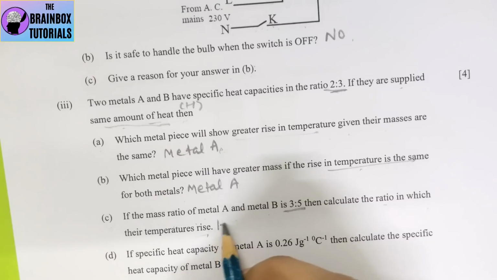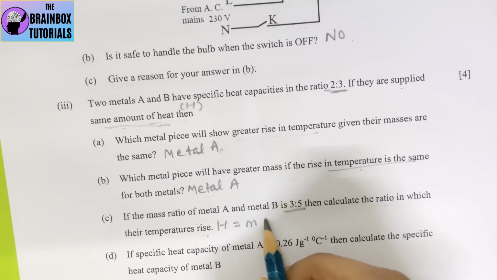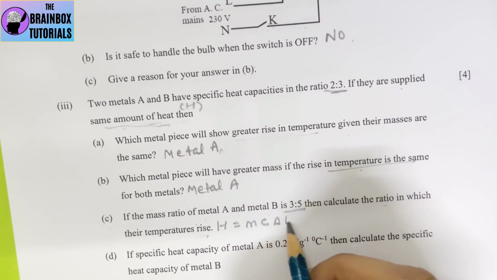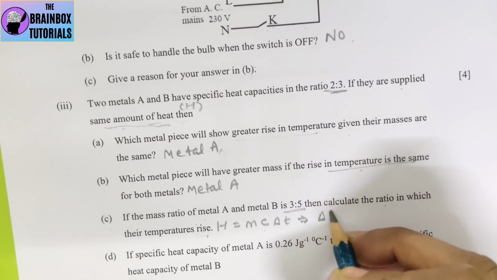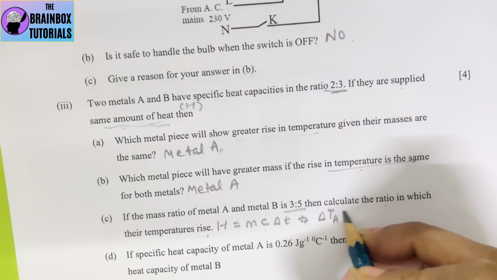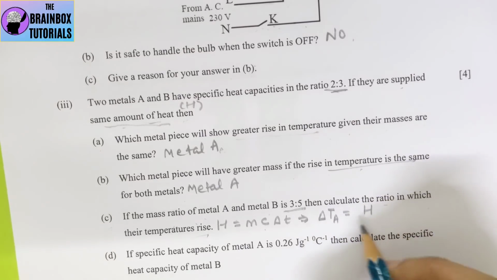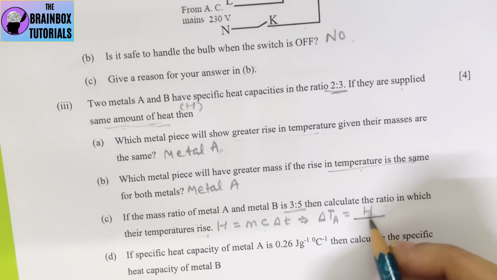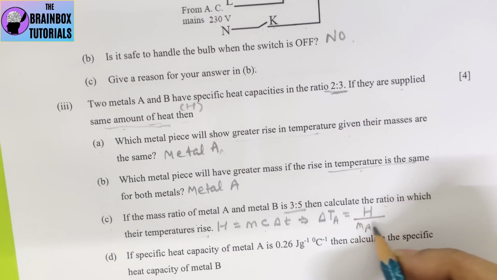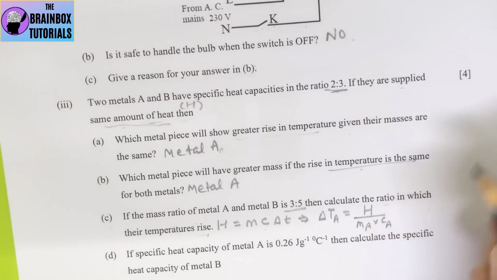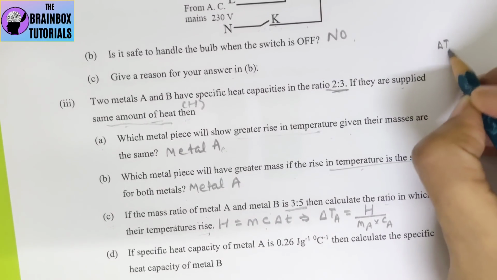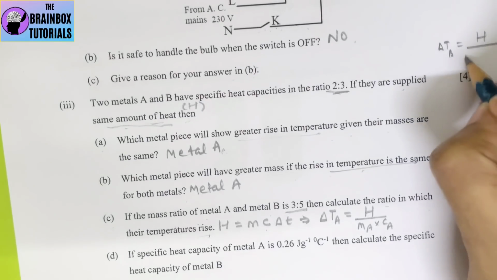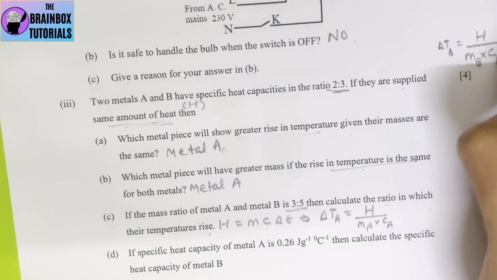Now we know this formula, that heat is equal to mass into specific heat capacity into change in temperature. Now for change in temperature in metal A, the formula will be heat supplied to A, because they are the same, that is why I am only writing H, upon mass of A multiplied by specific heat capacity of A. And for B, the change in temperature in B will be heat supplied upon mass of B into specific heat capacity of B.